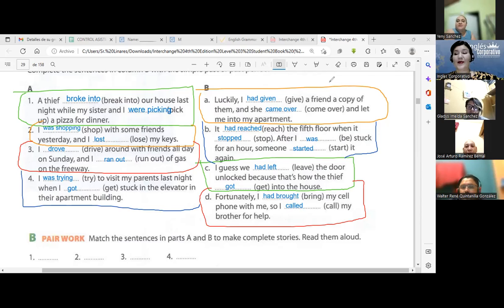I was trying to visit my parents last night when I got stuck in the elevator in the apartment building and had reached the fifth floor. Someone started it again. It is a matter of practice.